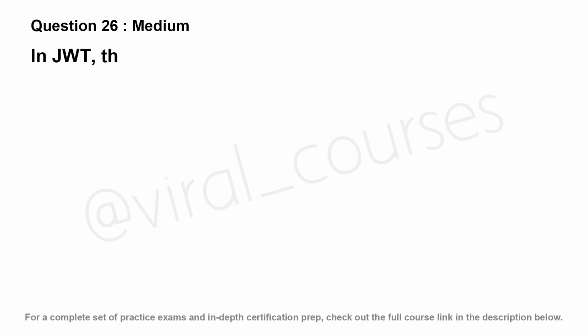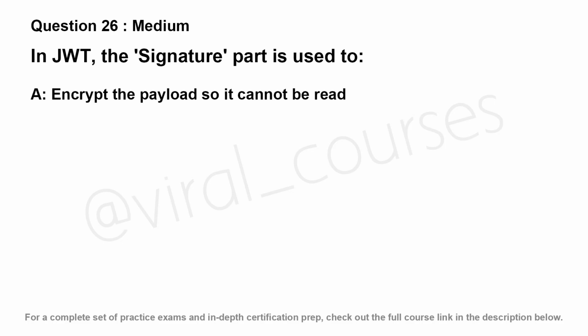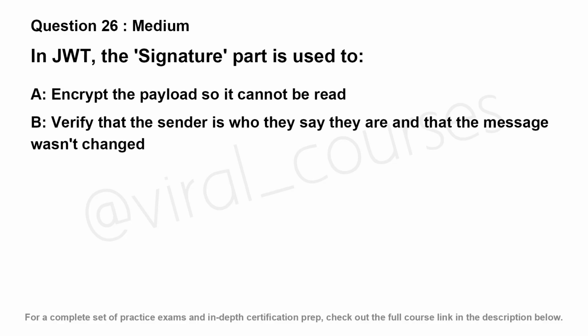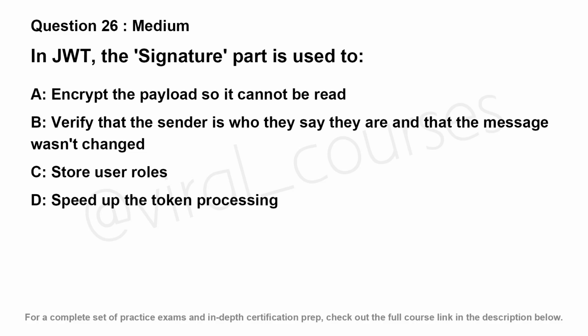In JWT, the signature part is used to: Option A. Encrypt the payload so it cannot be read. Option B. Verify that the sender is who they say they are and that the message wasn't changed. Option C. Store user roles. Option D. Speed up the token processing.